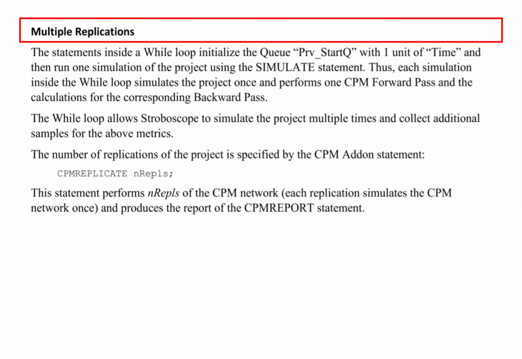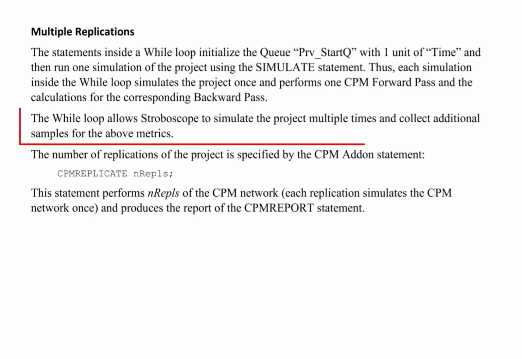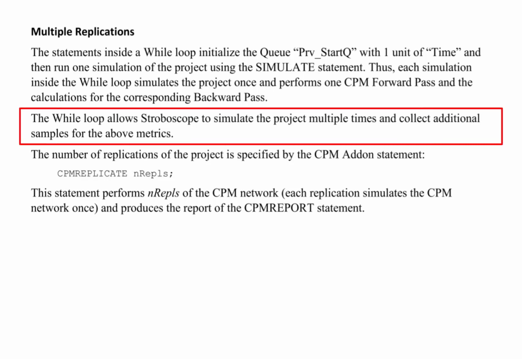Multiple replications. The statements inside a while loop initialize the queue private start queue with 1 unit of time and then run 1 simulation of the project using the simulate statement. Thus, each simulation inside the while loop simulates the project once and performs 1 CPM forward pass and the calculations for the corresponding backward pass. The while loop allows Stroboscope to simulate the project multiple times and collect additional samples for the above metrics.